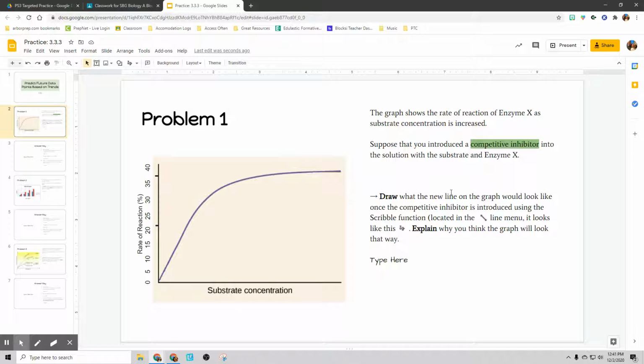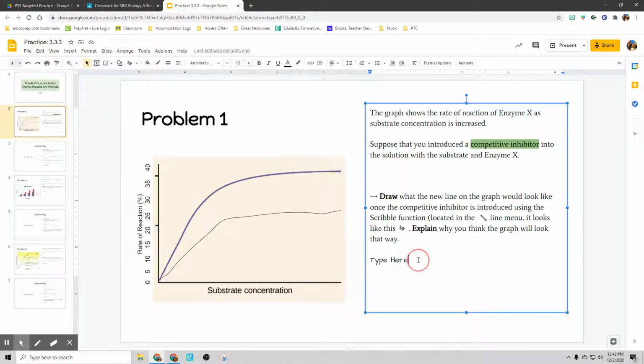So it says draw what the new line on the graph would look like once the competitive inhibitor is introduced. And I'm supposed to use the scribble function, which is right up here in this whole menu. The scribble is the bottom one. So I think I'll have it start in a similar spot just above 0. And then it's going to increase, but it's not going to increase as fast because that competitive inhibitor is blocking the active site. Okay, my line's not perfect, but that's okay.